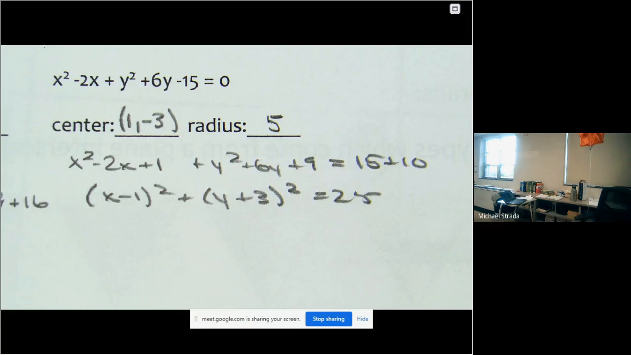Alright, so I added 1 and 9 there. What's 1 plus 9? 10. So I gotta add 10 on the right hand side as well. You got me? I also brought the negative 15 over to positive 15. Good?